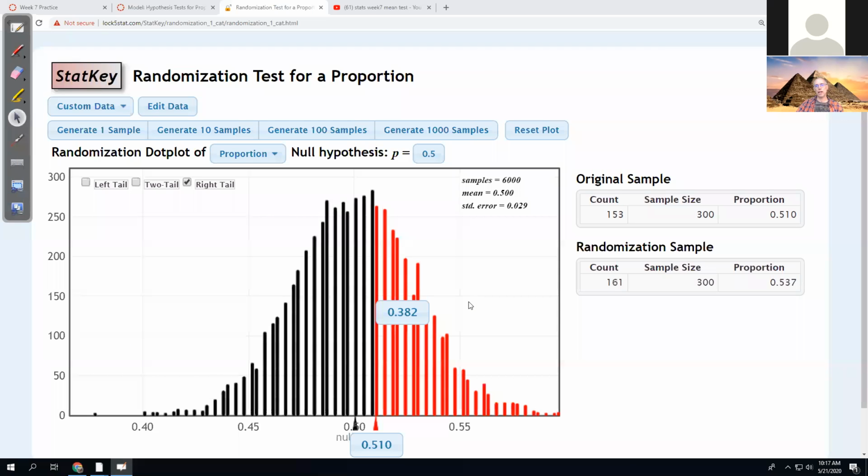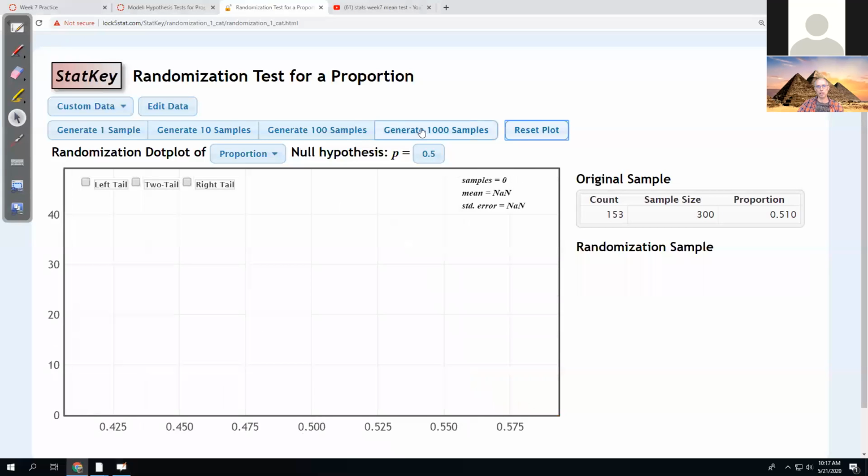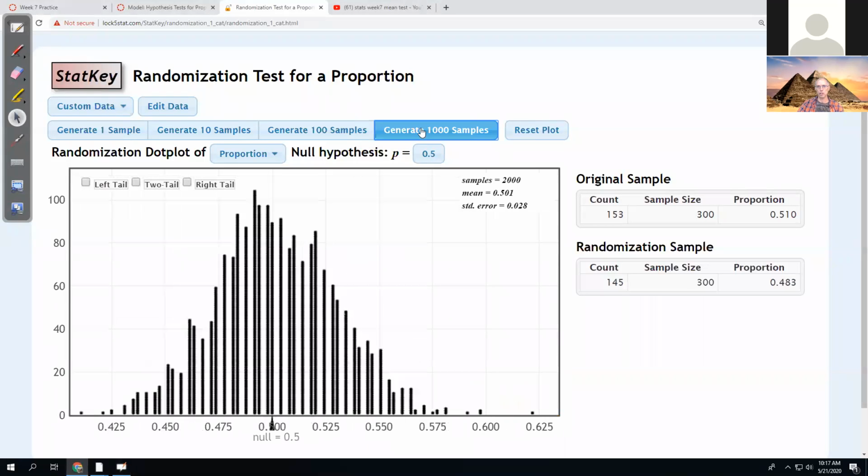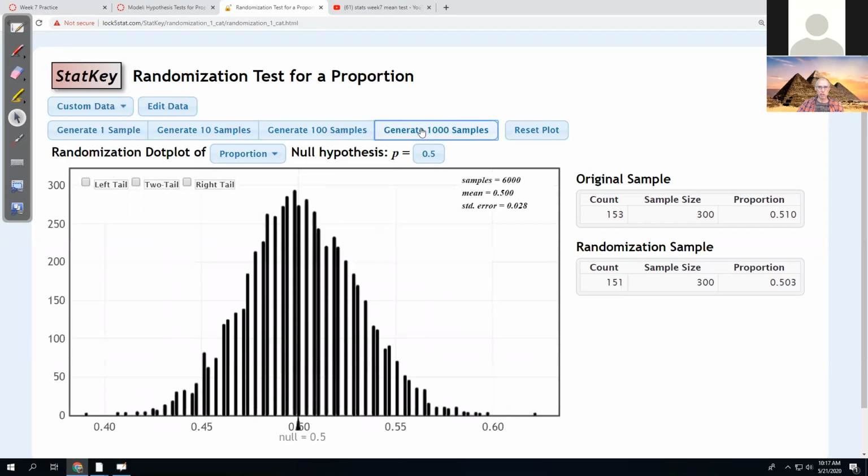Now, every time we do one of these, we're shuffling the deck, and slightly different things happen each time. So if I run this again, am I going to get exactly a p-value of 0.382 for exactly the same data? The answer is no. So I'm going to reset and run it again just to see. Sometimes it comes out the same. It just kind of depends. 300 is a reasonably large sample, so it might come out exactly the same.